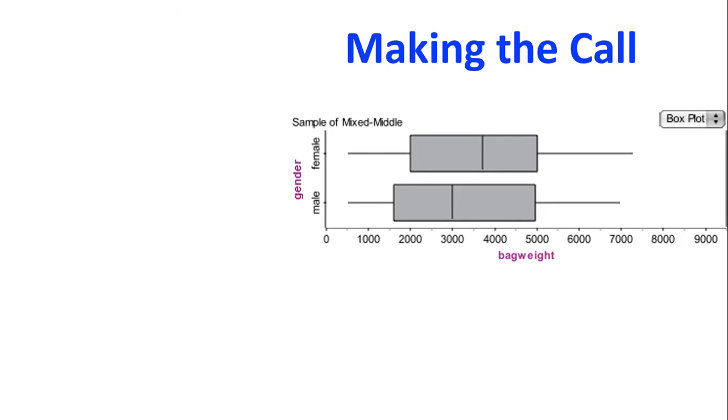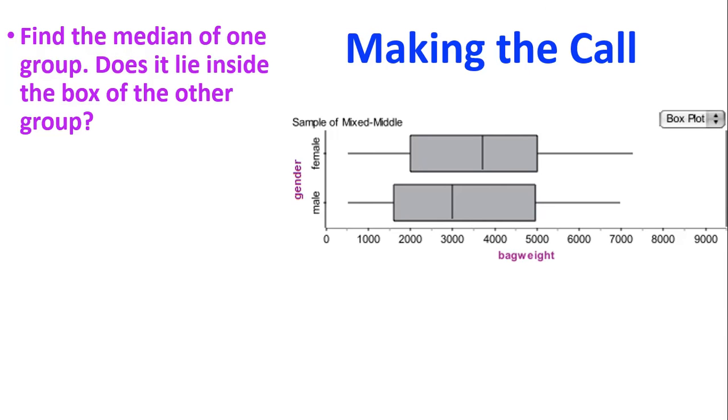So we've got our bag weights of our males and females. First thing I'm going to do is find the median of one of the groups and see, does it lie inside the box of the other group? So here is the median of the female group that I've put on, and now here is the box of the male. Does that median lie inside or outside the box? And I would say that it lies inside because it cuts through the box. Okay, so that lies inside.